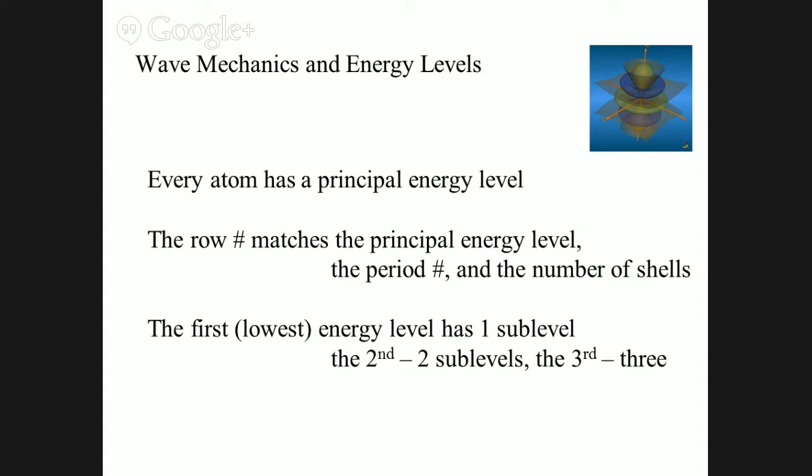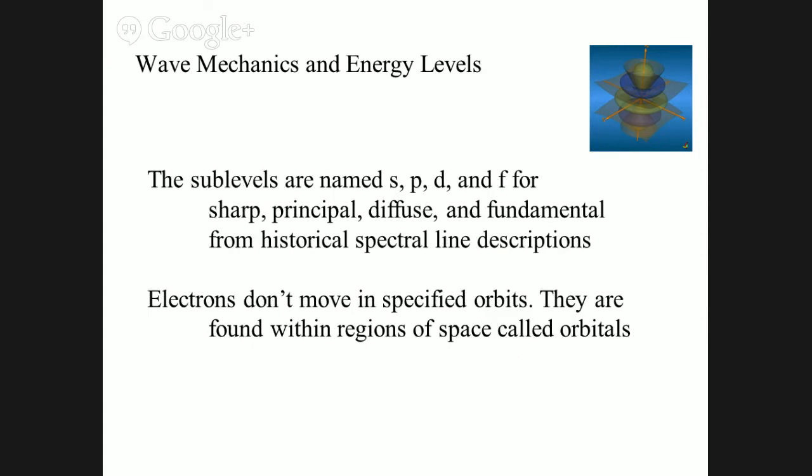If you have a 3 principal energy level, then period 3, you then have 3 sublevels, and once you get to the 4th row, you then have 4 sublevels. The sublevels are named S, P, D, and F. These stand for sharp, principal, diffuse, and fundamental. These are from historical spectral line descriptions. If you remember when we were doing our spectrum lab and looking at the different elements in the gas tubes, you could see different colored lines.